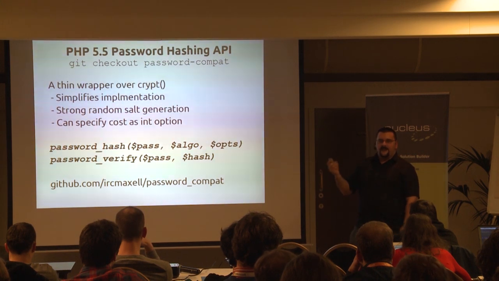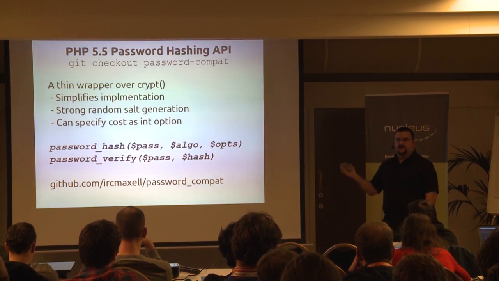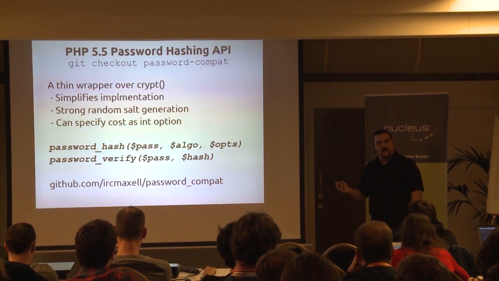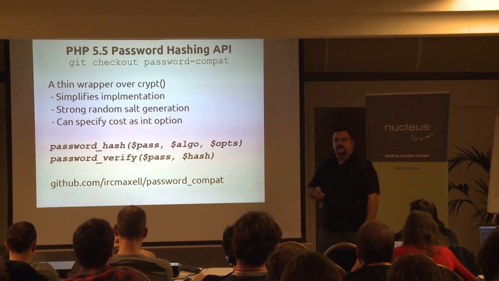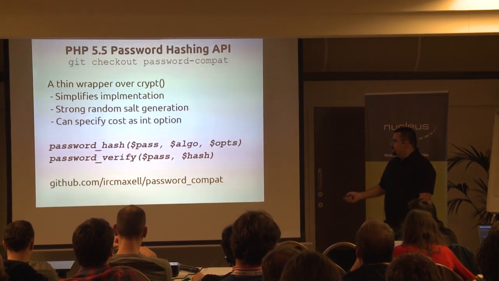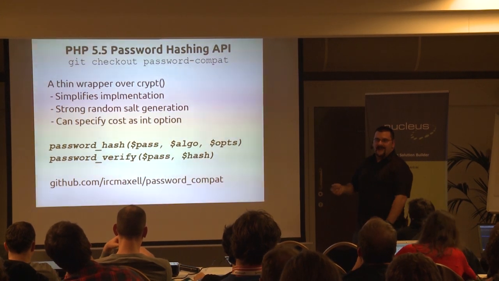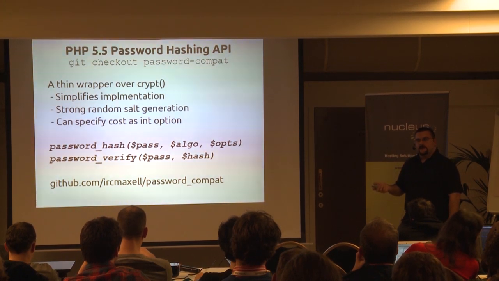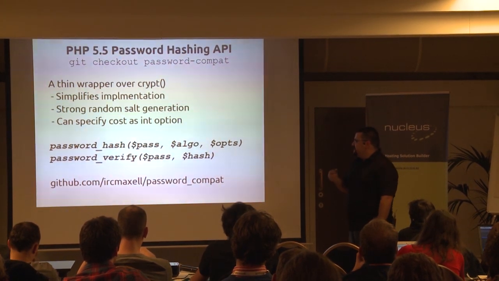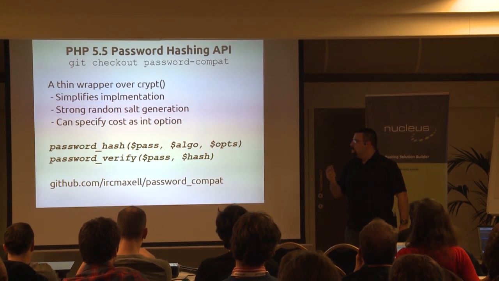Now, since 5.5 isn't out yet, and the majority of people here and in the general community aren't going to adopt 5.5 at a production level for probably a little while, realistically, I released a compatibility layer on GitHub. password_compat, it's installable via Composer. Laravel 4 is using it right now. Basically, it just simplifies using crypt in the userland.